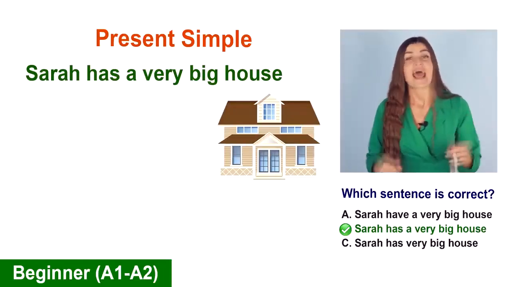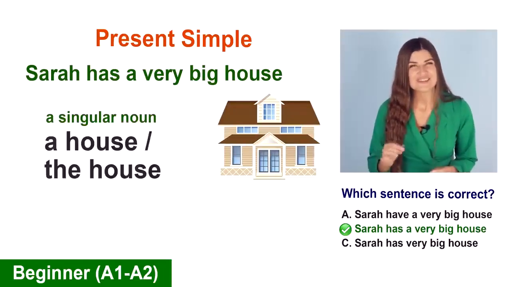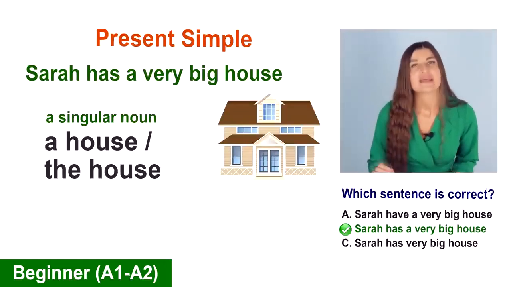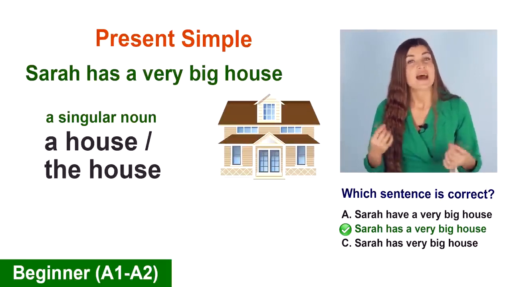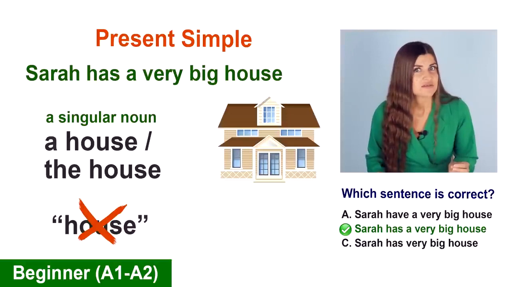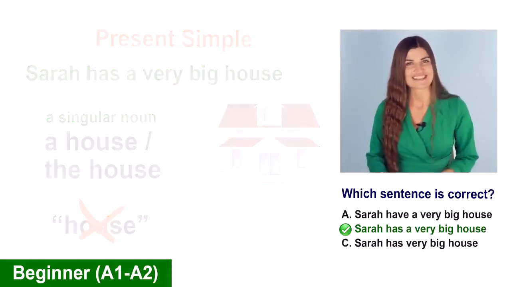But why do we say a big house? For singular nouns, we use an article a, an, or the. In this case, we have a noun house, so we must say a house, not just house. That's why B is correct.